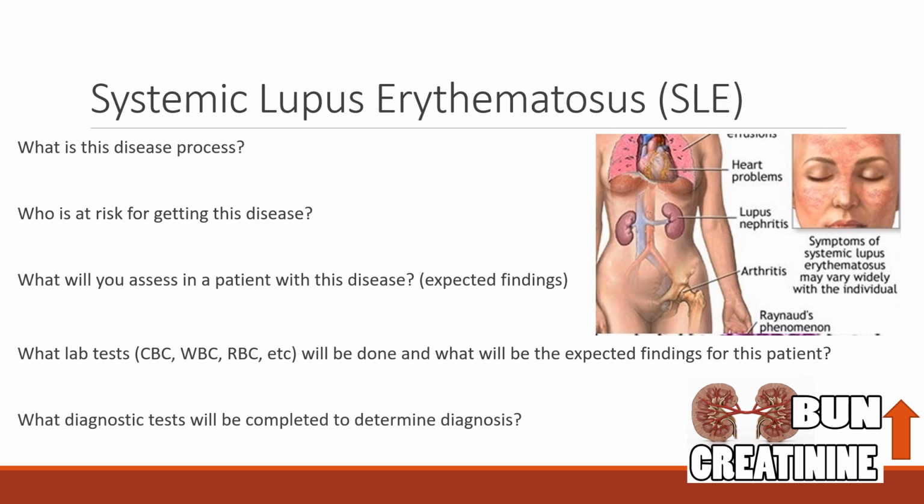There are three types. There's systemic, so those are your connective tissues of multiple organs. Discoid, which is just the skin, or you can actually have medication-induced lupus. For testing purposes and just general purposes, we're going to focus on systemic lupus erythematosus.